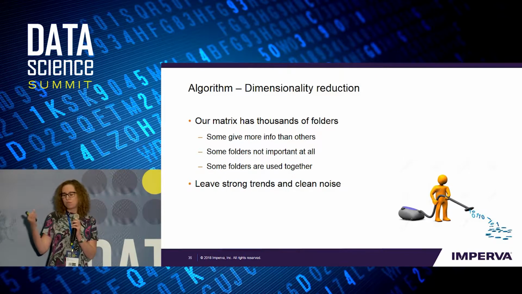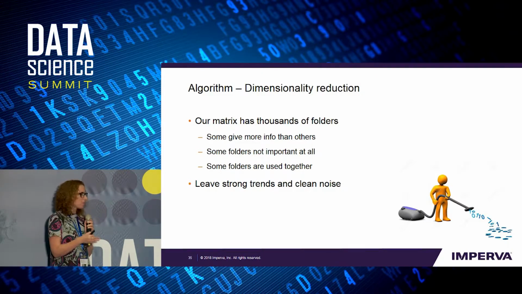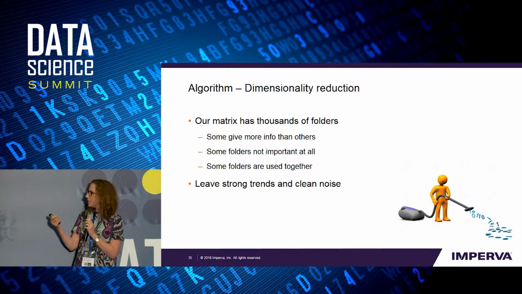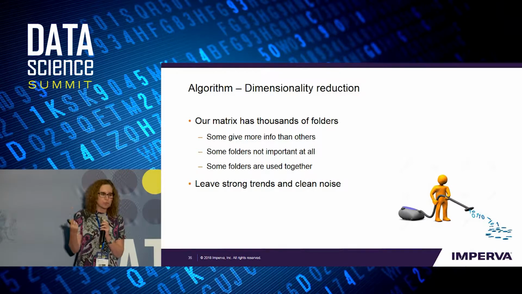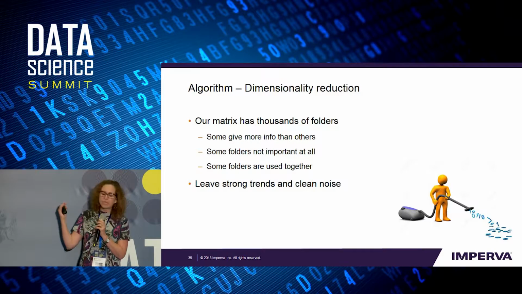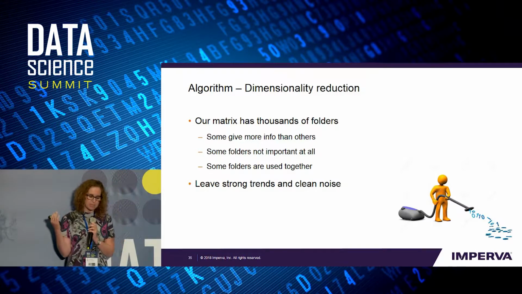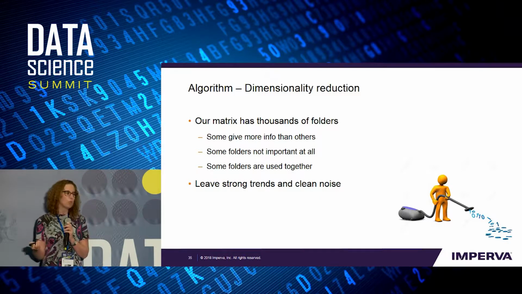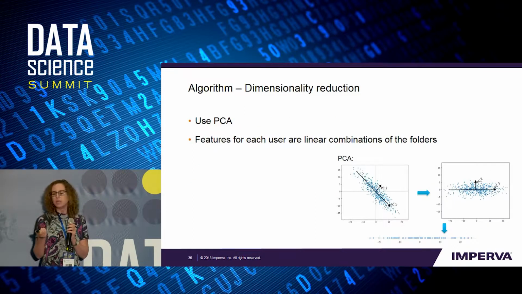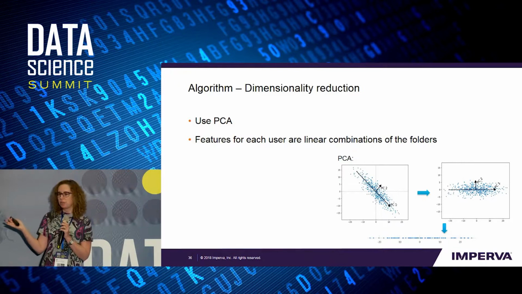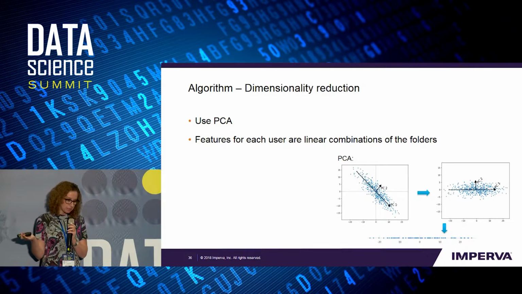We know that some folders contribute more than other folders to learn the peer groups dynamically. We know that some folders are accessed together, so we don't need all the folders in the data. We can use one trend instead of all these folders. So the idea in this dimensionality reduction step is leaving strong trends in the data while cleaning noise. In order to do dimensionality reduction, we used PCA.